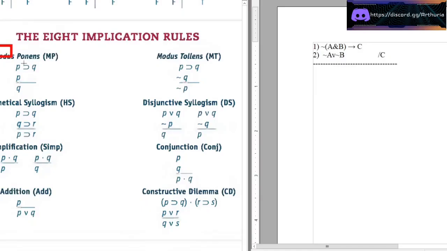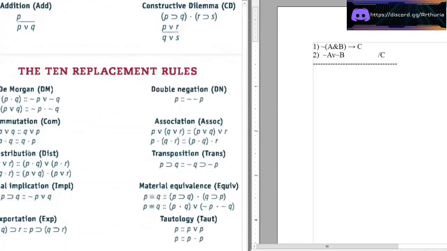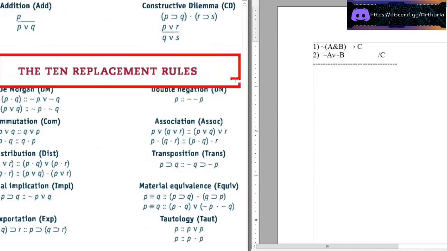So like, for example, modus ponens, if we remember that if we get the left side of an if-then statement, which is the arrow, then we get the right side. So we can use these rules, which use multiple lines, except for my favorite rule, which is add rule. Or we can also now use the 10 replacement rules.